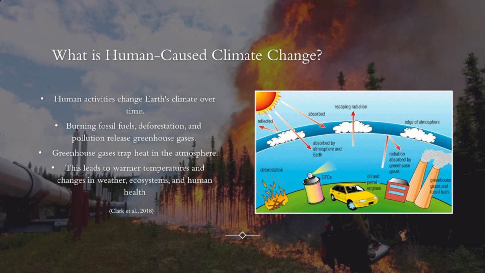You can think of the greenhouse gases like a blanket around the Earth. They trap some of the heat that would normally escape into space, helping keep the planet warm enough to support life. However, when too many greenhouse gases build up in the atmosphere, they trap more heat than normal. This causes Earth's average temperature to increase over time. As temperatures continue to rise, climate change can affect weather patterns, damage ecosystems, and impact human health around the world. Now that we defined human-caused climate change, let's take a closer look at the greenhouse effect and how it works.